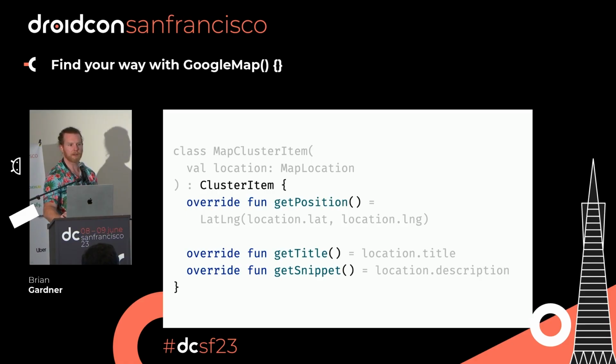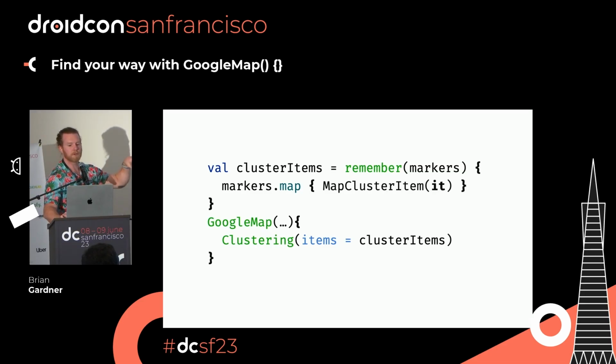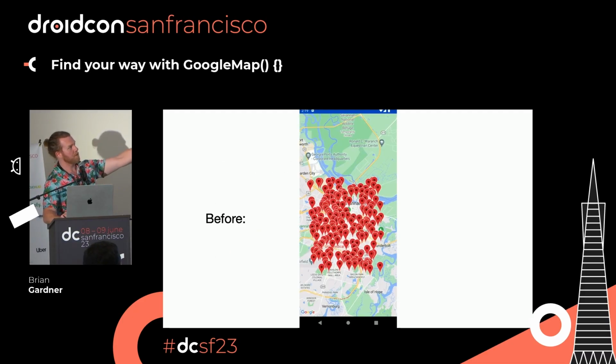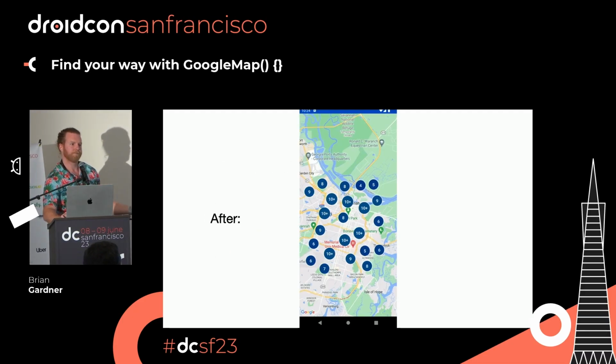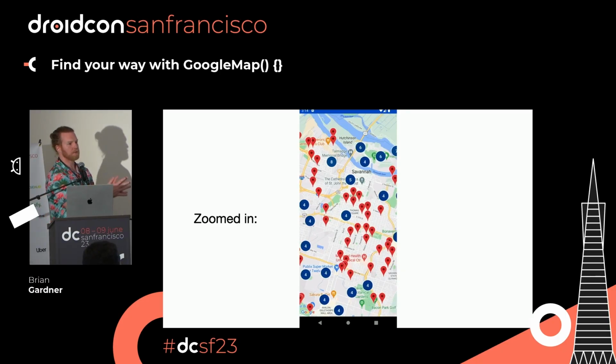And then there's a clustering composable. So once you take whatever your location objects are, map them over to your new cluster item, you just pass those right into the clustering, and we go from this lovely sea of red to some clusters. And as you zoom in and out, it's going to constantly kind of re-evaluate what things should be clustered and what shouldn't. So as you zoom in, you'll see specific items break out that are too far away. And as you zoom back out, they'll kind of regroup together.